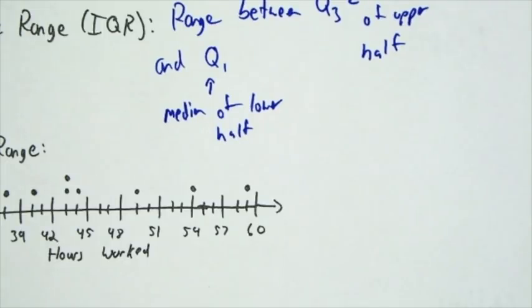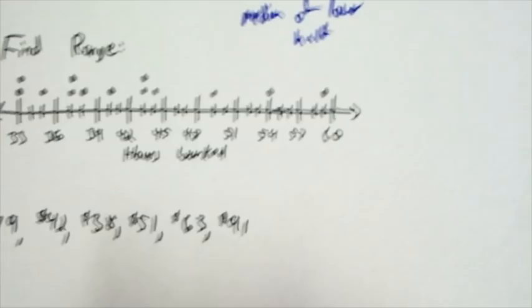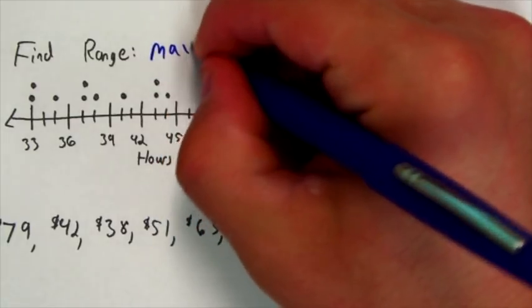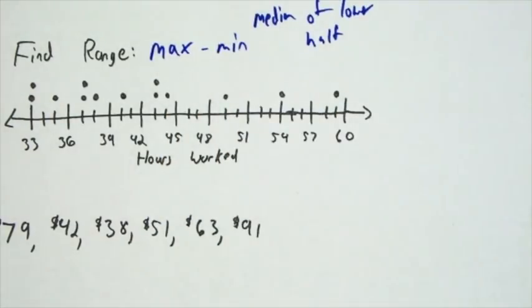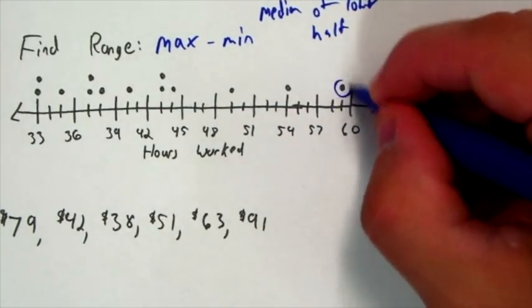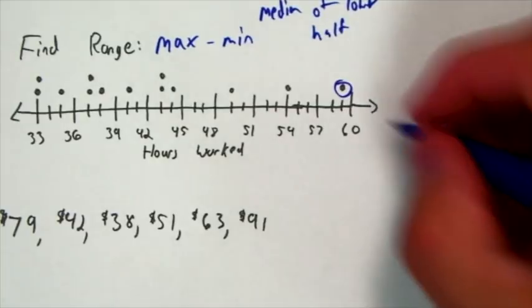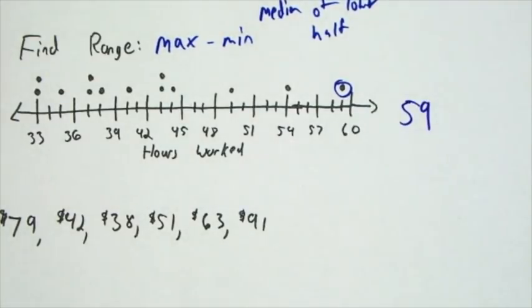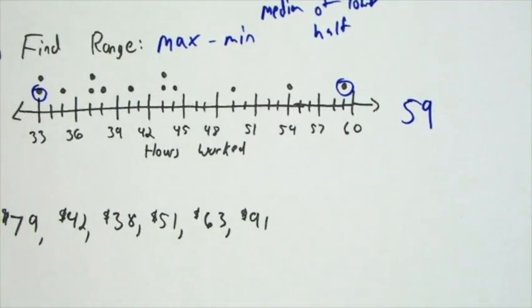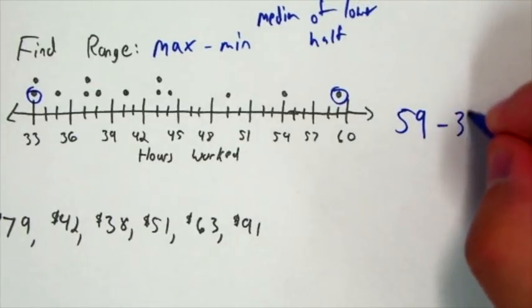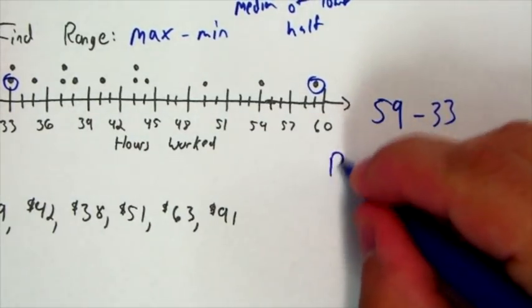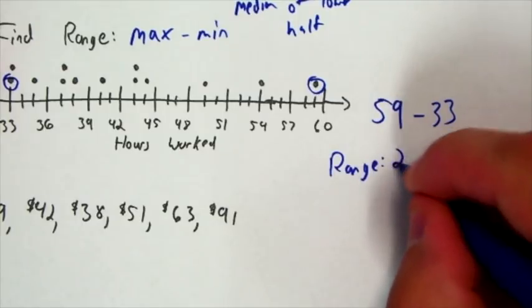So, let's look at finding the range first. So letter A, we have the range for hours worked, and we want to look for the max minus the min, remember. So the maximum value here is 59. The minimum value is this one here. Now there's two of them, but that's okay. And we're going to subtract those two numbers. So 59 minus 33. So the range would be 26.